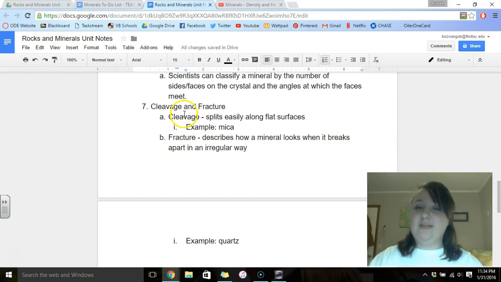So there we have cleavage. It splits apart easily along flat surfaces. And then we have fracture, that describes how a mineral looks when it splits apart in an irregular way. And our example is quartz.